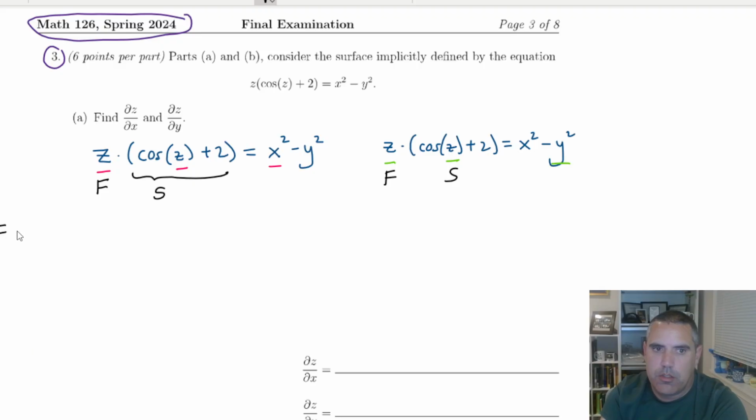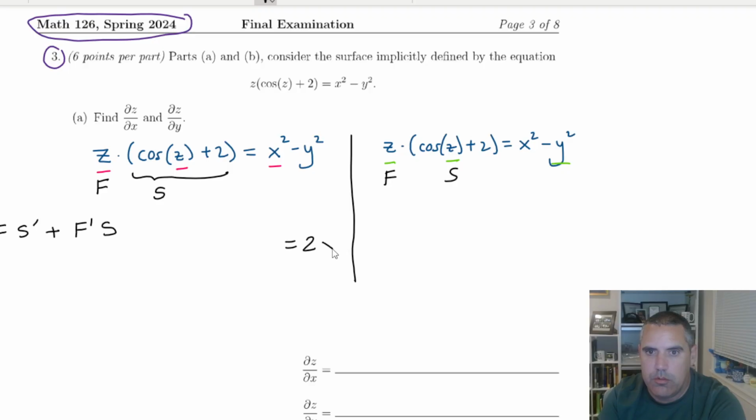We're going to do first times the derivative of the second plus the derivative of the first times the second equals the derivative of the other side with respect to x. And again, I'm just separating them. So on this side, I know I'm going to have 2x. And for this one on this side, I know I'm going to have negative 2y. Okay, now let's do the product rule. So it's going to be first, and then I'm going to have the derivative of the second.